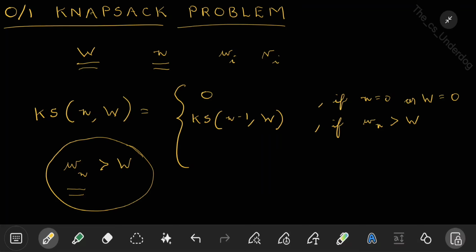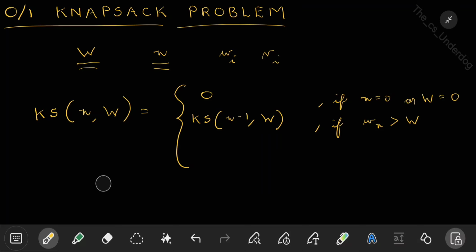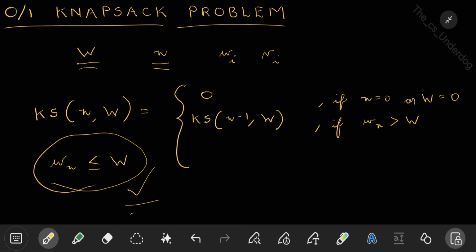There is one more case remaining. That is the complex case, which is why I kept it for the end. The remaining case is if your Wn is less than or equal to W. Whenever the weight of this nth item is less than or equal to the total capacity of the knapsack, then you have an option to include it in the knapsack. But you need not necessarily include it. That is, you have two options. One is you can include. Second option is you can not include.